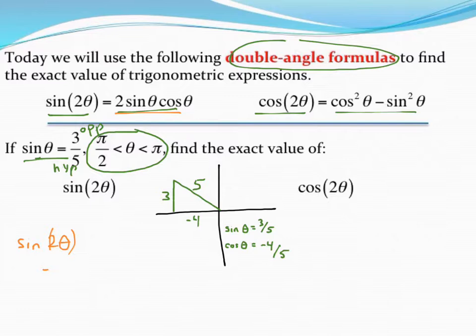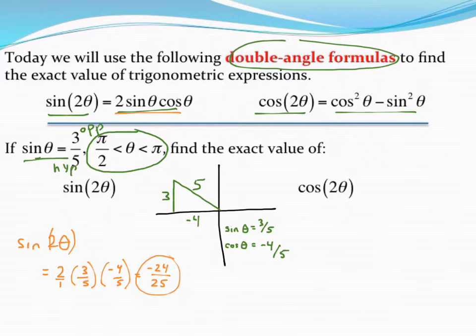Oops, sorry for the sloppy writing. So 2 times 3/5 times negative 4/5. And really, all I need to do to multiply these fractions is just multiply along the top. If it helps, put that 2 over 1. Multiply all along the top, so 2 times 3 times negative 4 is negative 24. And along the bottom, 1 times 5 times 5 is 25. So the sine of 2 times theta is going to be negative 24/25. And of course, you'd simplify that fraction if you could. That one can't be simplified.